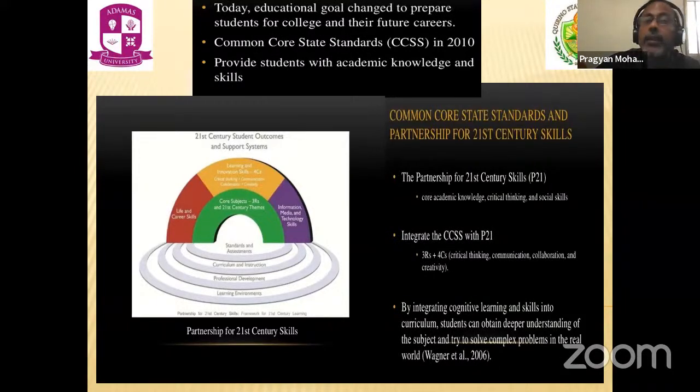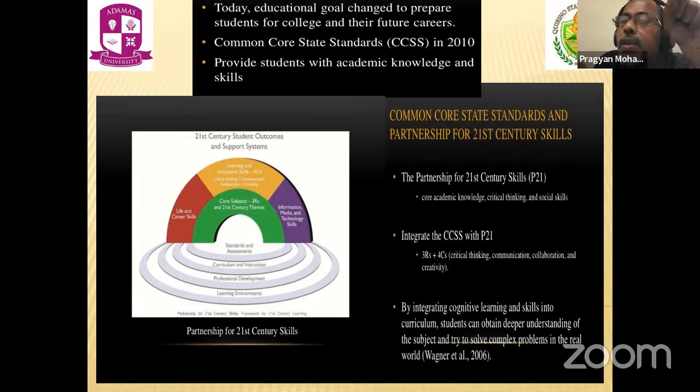But after that, along with it, another thing which was not there in the previous curriculum was introduced here. That is, this 4-state standard is integrated with P21, that is, partnership with 21st century skills. So the 4-state standard was there, and along with that, it was integrated with 21st century skills.